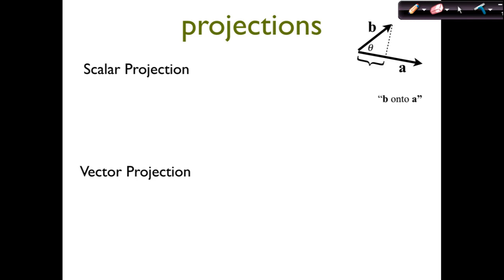So the scalar projection is the magnitude, the length of how much B projects onto A. It's like if you were shining a light down perpendicular to the A vector, it'd be like the shadow of B on A, and it'd be the length of that. Does that make sense? So this length right here is basically how much of B is in the direction of A, as a scalar. What length is the projection of B onto A?